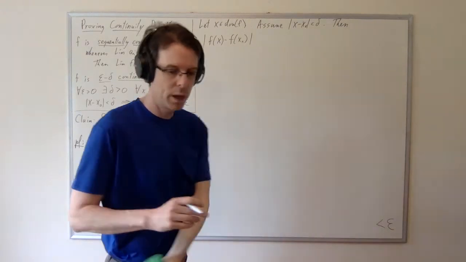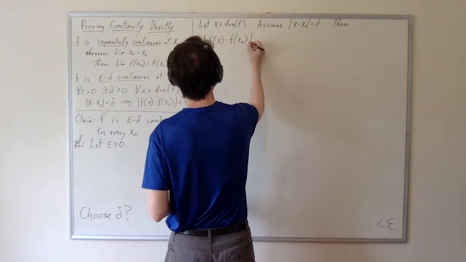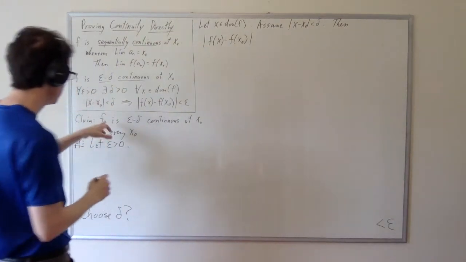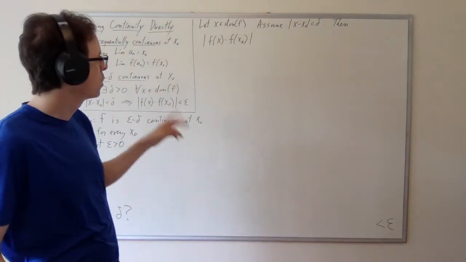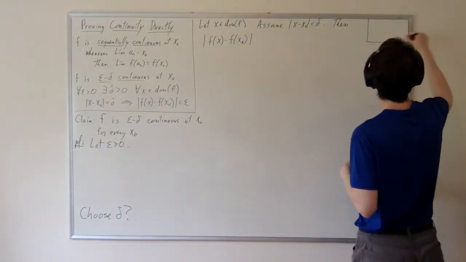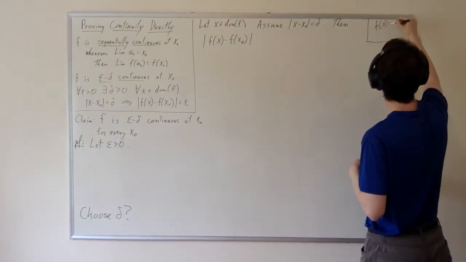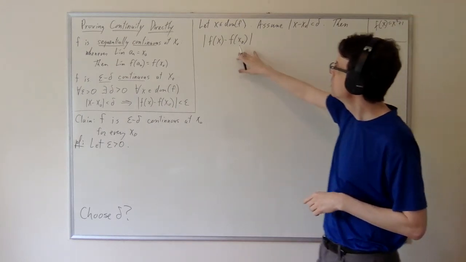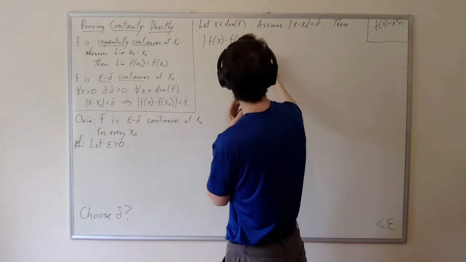All right, so what are we going to do? Well, we need to use the formula for f, obviously, right? I erased it here, but f is the function x squared plus 1. We're trying to show that the function f of x equals x squared plus 1. Let's put that over here. F of x equals x squared plus 1. We're trying to show that this function is epsilon delta continuous. So let's apply that formula for it.